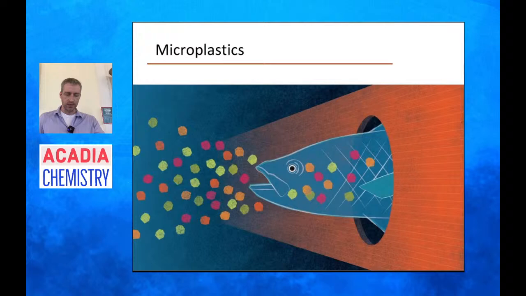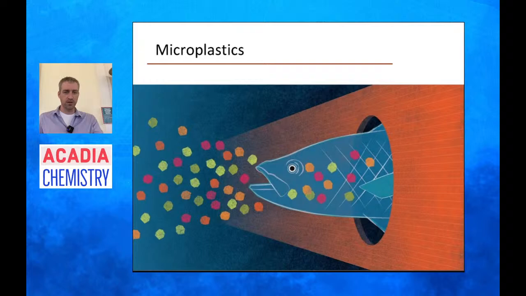So these microplastics can be ingested by fish. If they're small enough, they can actually penetrate membranes, potentially get into cells. We eat fish. This ends up in our diets as well. So it's a potential health issue as well, the existence of microplastics in the ocean. Not just an environmental issue, but potentially a health issue as well.